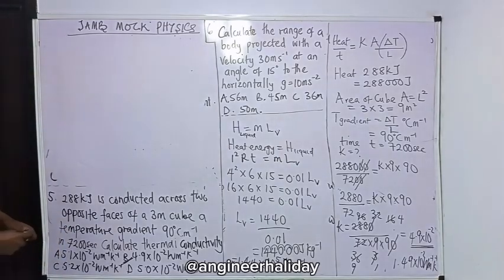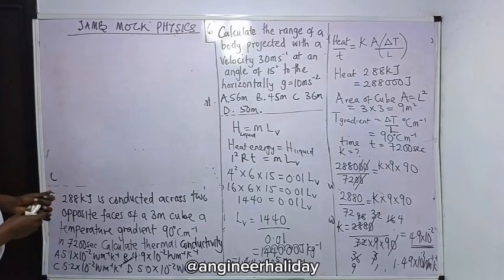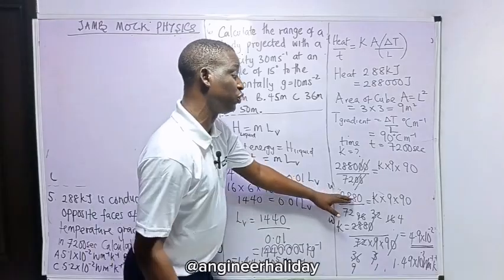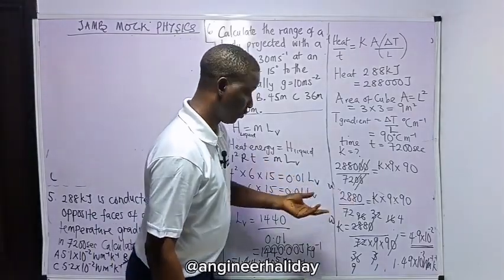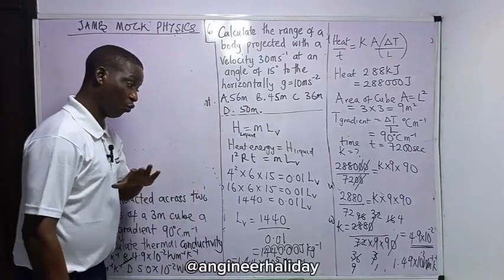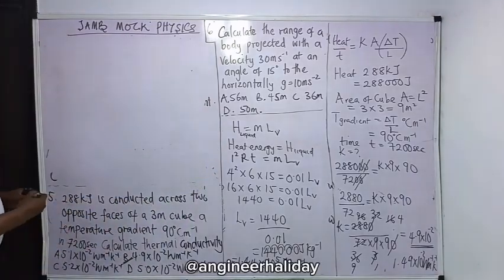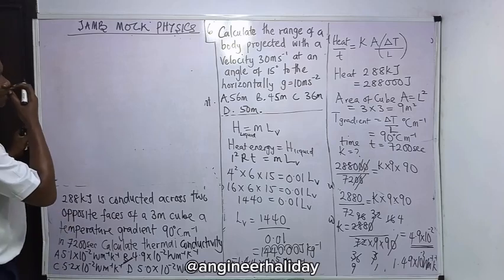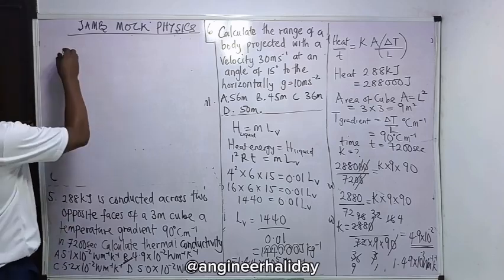Now, the next thing we're going to solve is the range. Although when you have got it to this point, your calculator and your system can do the remaining. So you don't need to waste your time there. So you calculate the range of the body projected with a velocity of 30 meters per second at an angle of 15 degrees.